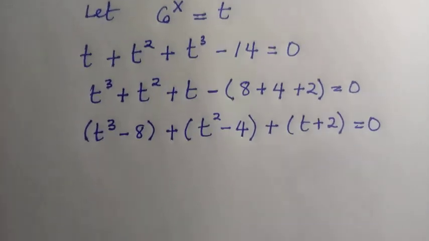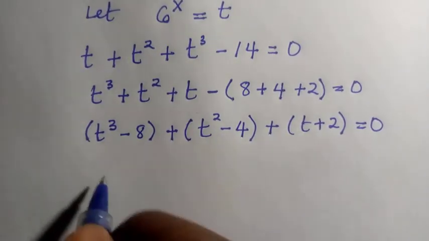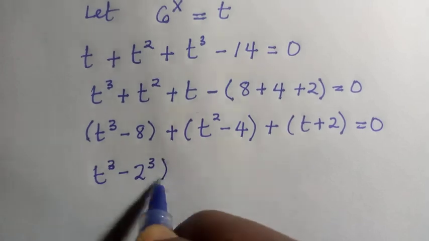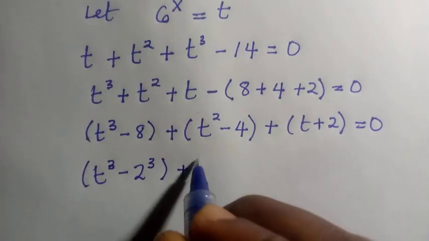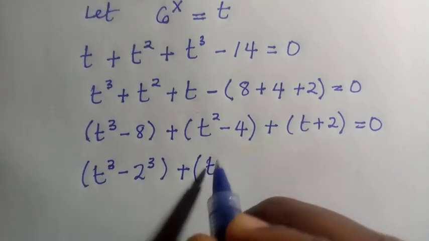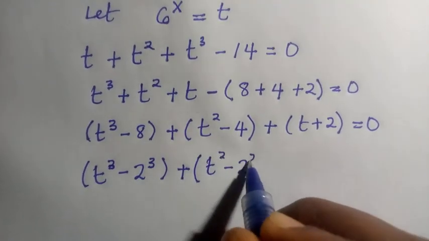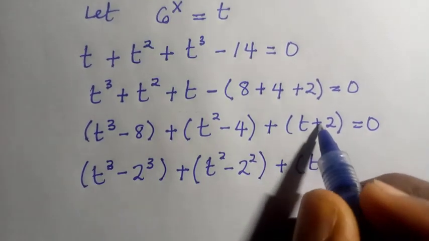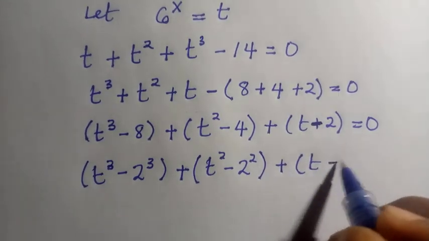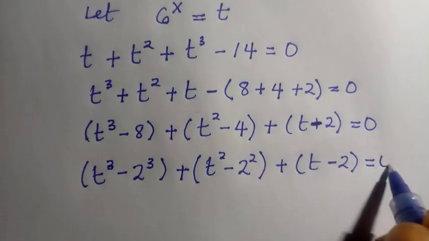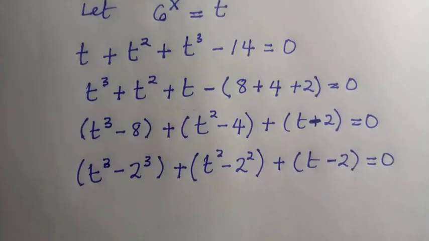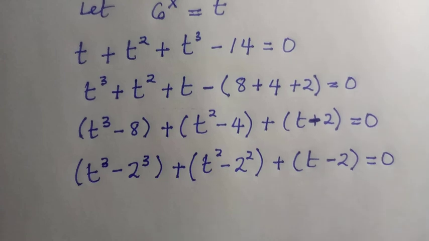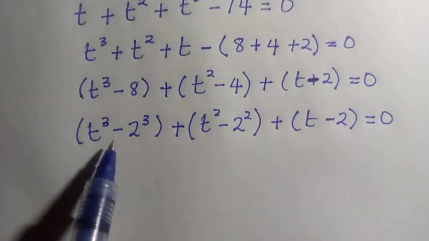Then we proceed by writing all this in exponent form. For the first one, we have t cubed minus 2 to the power of 3 in bracket, plus t squared minus 2 squared in bracket, plus t minus 2, equals 0. Because we opened this with a negative, all of these take the negative sign. So here we have a difference of two cubes.